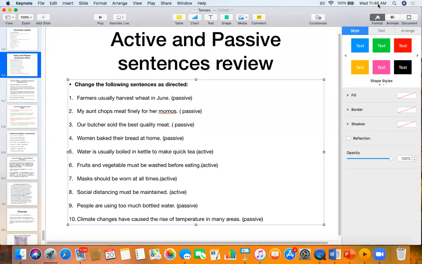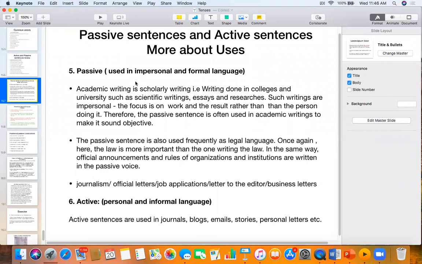All right. So this is just a revision of what we did the other day. Now today we're going to look at other uses, some more important uses, of the passive sentence and the active sentences. This is important. Now, when you use the passive sentence, the doer of the action is considered not important. That is why sometimes you don't even mention it. Sometimes you put it at the end of the sentence to show that it's not important.